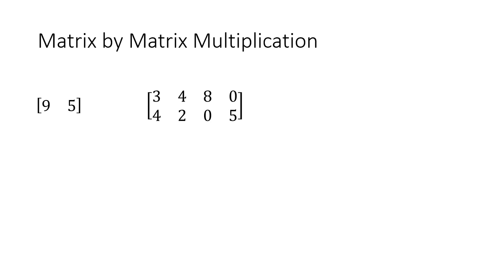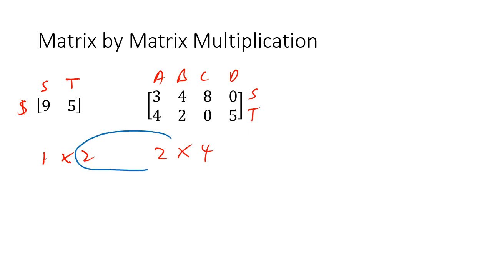So let's just remind ourselves, this is ST dollars. This is our shops A, B, C, D. We're just selling sweatshirts and t-shirts. And we said this is a 1 by 2, and this is a 2 by 4. If you draw a circle and make a pretty nose here, you can see that they're the same number. So tick, that means defined. Or as I like to say, it has a pretty nose.